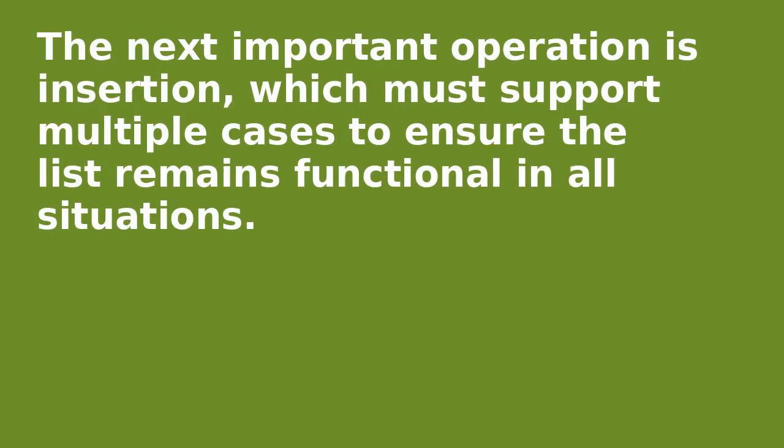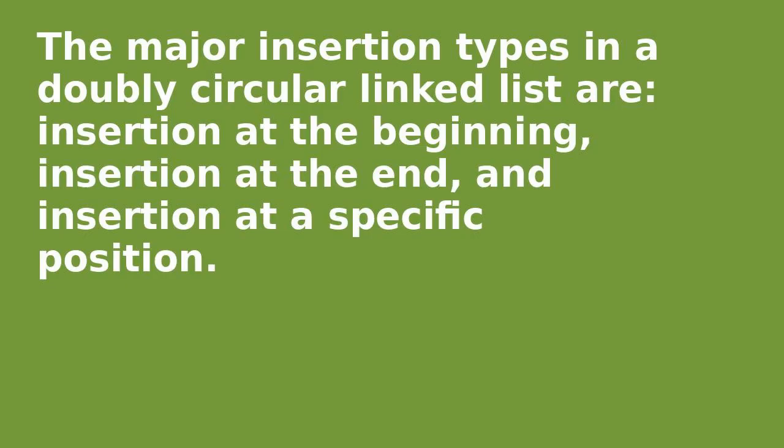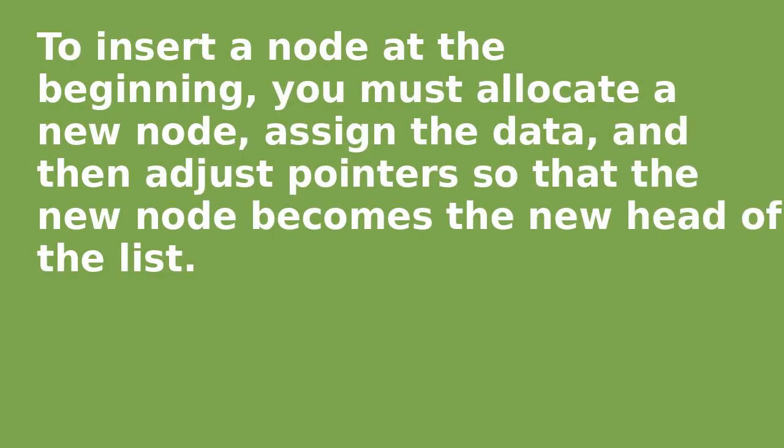The next important operation is insertion, which must support multiple cases to ensure the list remains functional in all situations. The major insertion types in a doubly circular linked list are insertion at the beginning, insertion at the end, and insertion at a specific position. To insert a node at the beginning, you must allocate a new node, assign the data, and then adjust pointers so that the new node becomes the new head of the list.